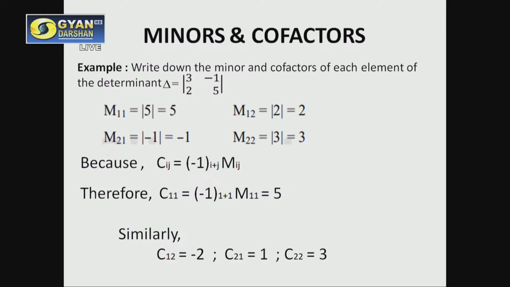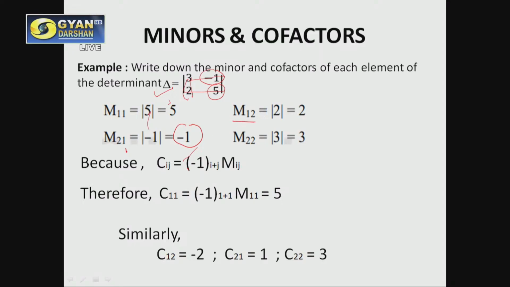Likewise over here, one example is asked to determine the minors and cofactors. Write down the minors and cofactors of each element of the determinant delta, and the delta given to us is this, 3 into 3 minus 1, 2, 5. So first minor will be removing first row and first column. Then the first minor will be 5. So second row and first column, so M21 will be, the remaining element is minus 1.